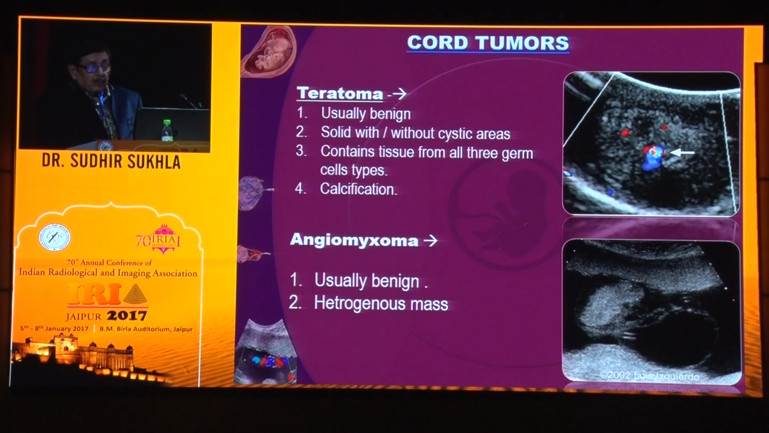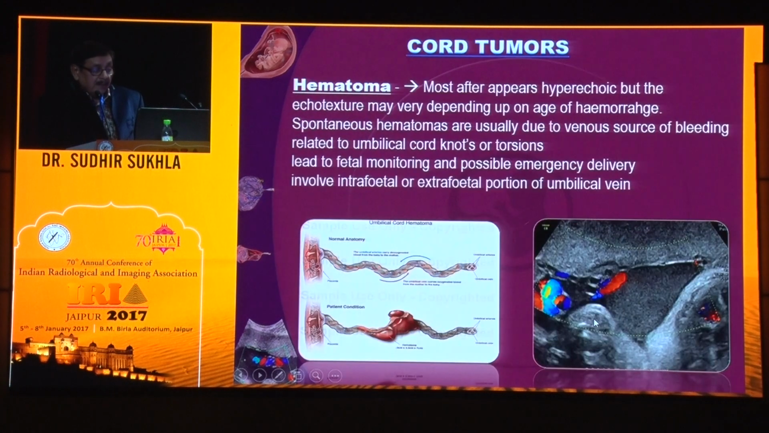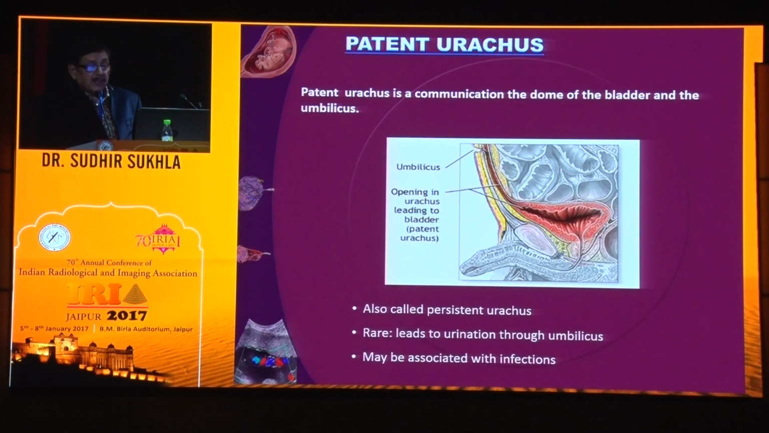This is a teratoma, with cystic areas, and it can contain calcification. This is the angiomyxoma, you are getting a heterogeneous mass. And these are all the cord tumors. Hematoma is usually from a venous source of bleeding. If the cord is long, it can get compressed and bleed, and you can have hematoma formation. Patent urachus is a communication between the dome of the bladder and the umbilicus.